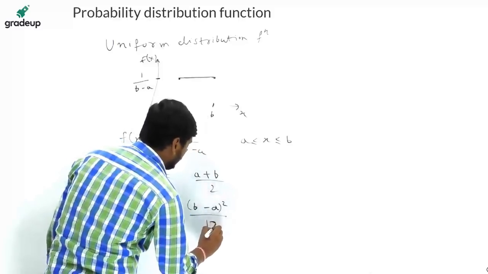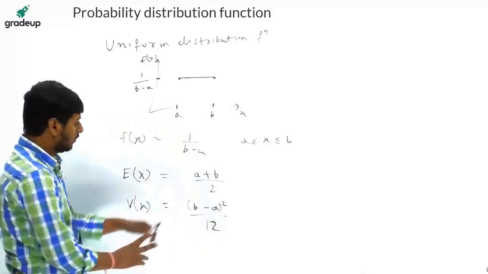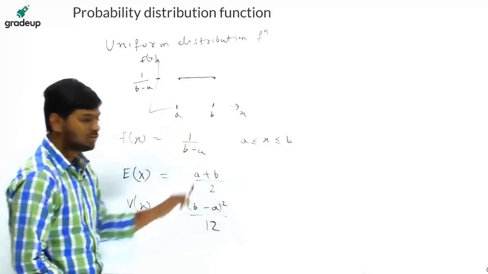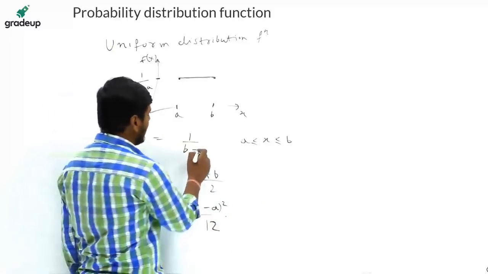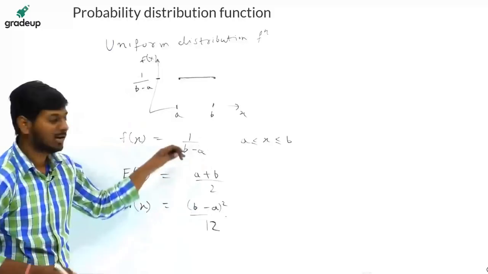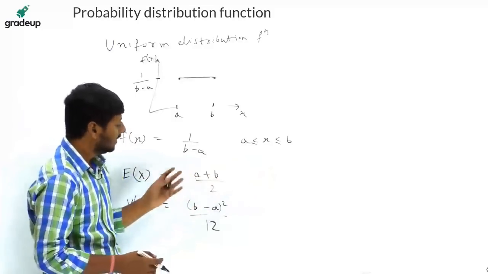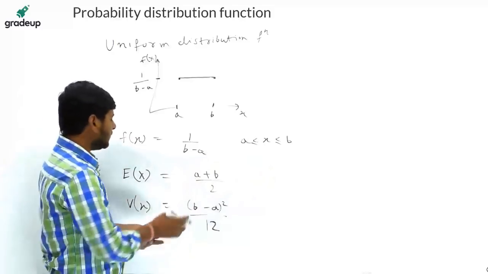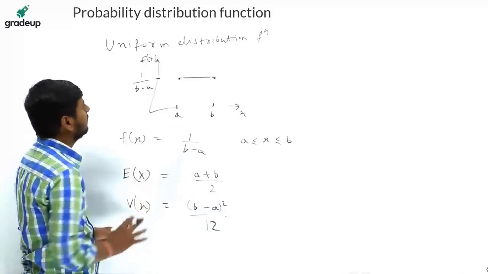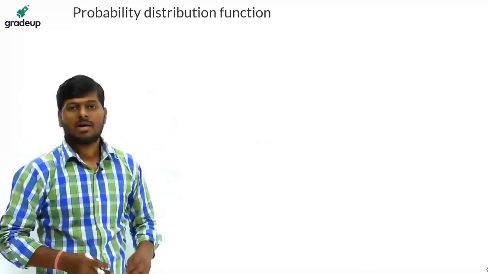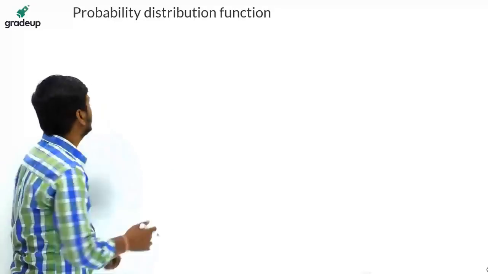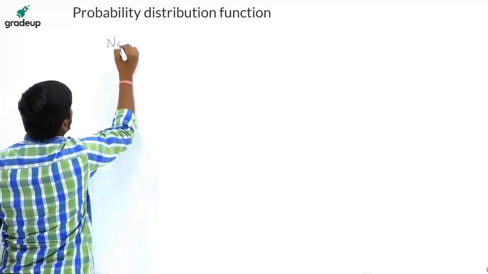If you derive, then only you will get these two, and you can derive it easily. How? Integral of x into x divided by b minus a dx. If you integrate from a to b, you will get (a plus b) by 2 only. I am not deriving it. This is a very simple distribution function. And the third and final continuous distribution function is the normal distribution function.